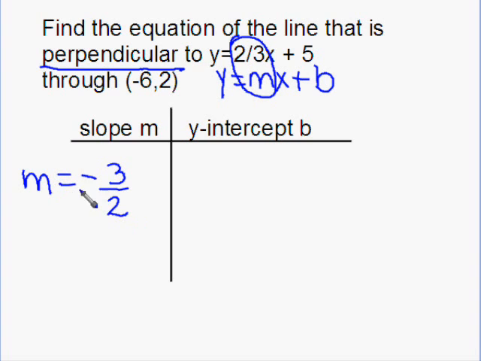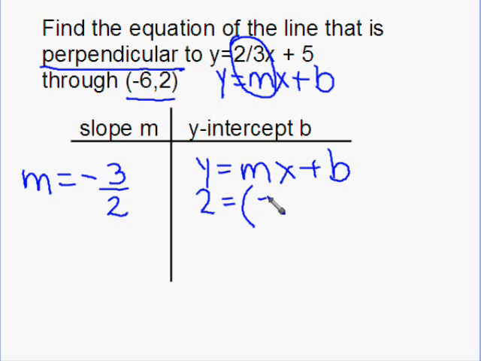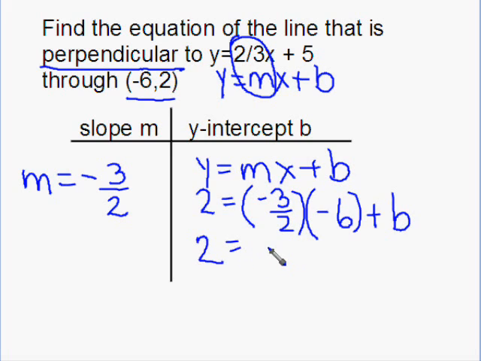So using that slope and this point, we'll plug into y equals mx plus b. So the y value of our given point is 2. We want to be perpendicular, so we'll use the slope -3/2. The x value of the given point is -6 plus b. So simplifying, -3/2 times -6 is a +9. And to solve for b, we'll subtract 9 from both sides, giving us b to be -7. So the equation of the line that is perpendicular to 2/3 x plus 5 through the ordered pair -6, 2 is y equals -3/2 x minus 7.